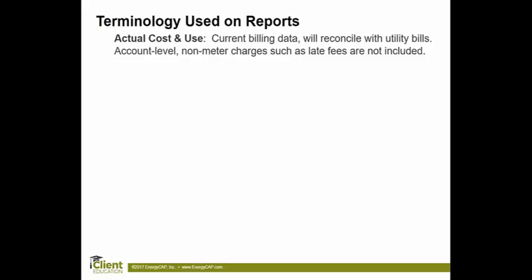Terminology used on reports. I think it's good to start off here because you're going to see this terminology over and over again. First of all, there's the actual use and cost. Where you see the word actual, that means data that's pulled right from utility bills. What you see on the report, if it says actual cost or current cost, you should be able to pull the utility bills out of the file in the accounting department, and they should reconcile.